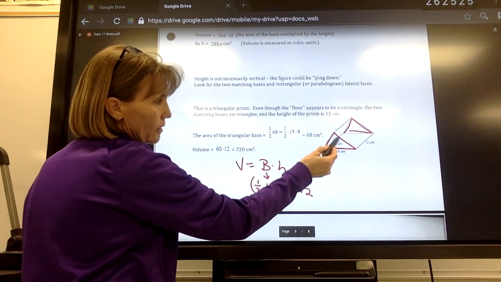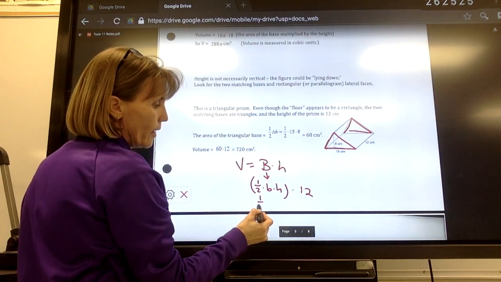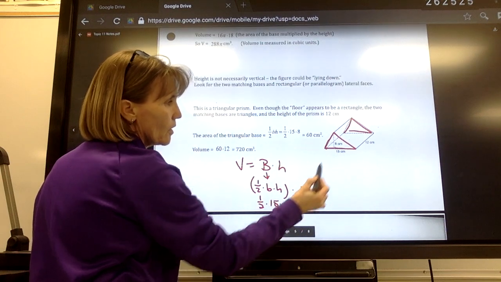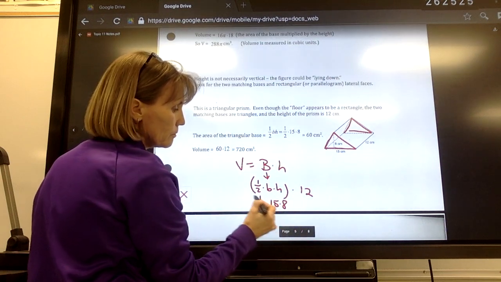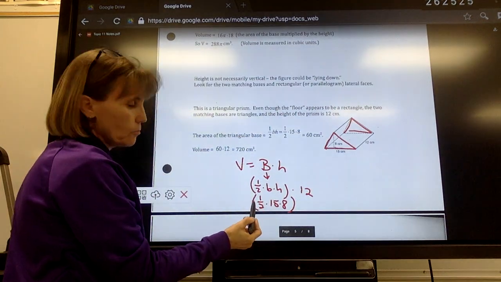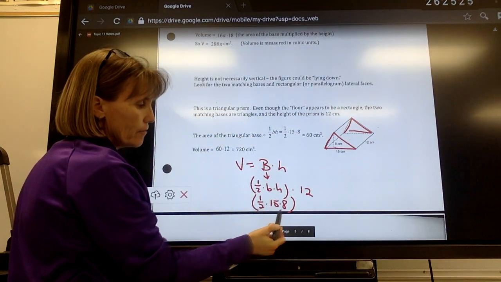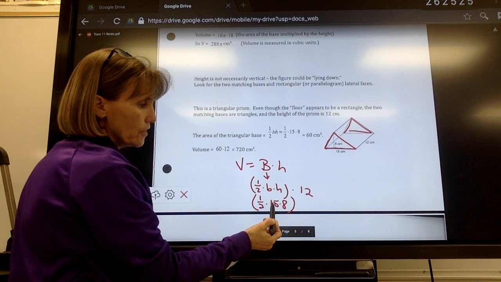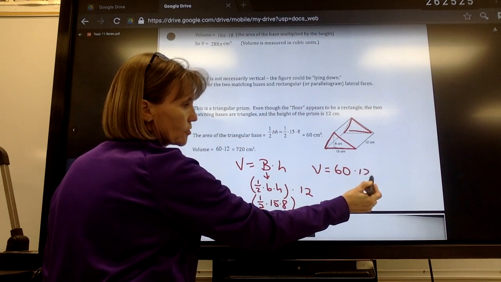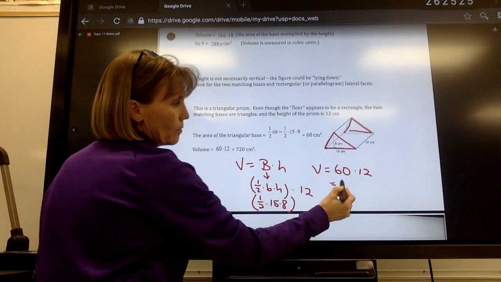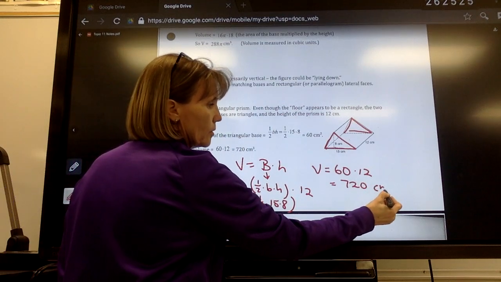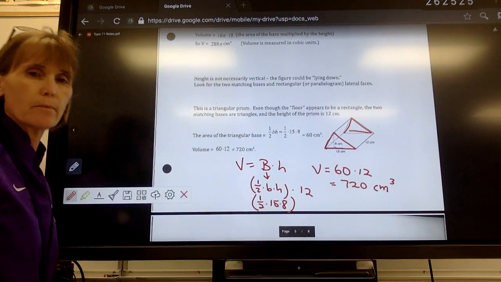Okay, so to calculate the triangular piece, it's going to be 1/2 times the base of the triangle is 15 times the height of the triangle is 8. Okay, half of 15 would leave me with a decimal, but I could take half of 8. Half of 8 is 4. 4 times 15 is 60. So 60 times 12, I'm going to get 720. And again, it's going to be centimeters cubed for volume.